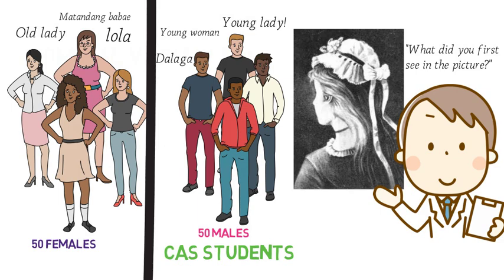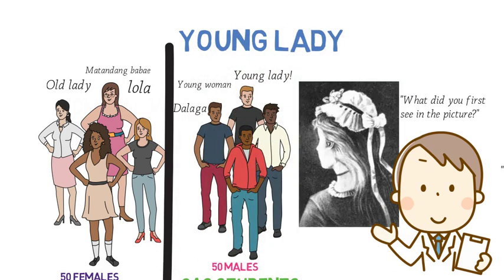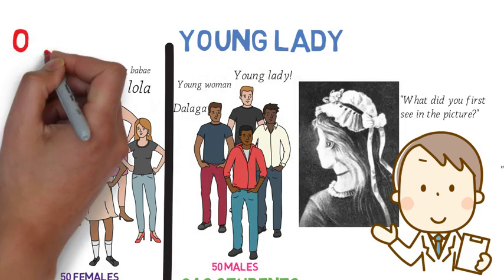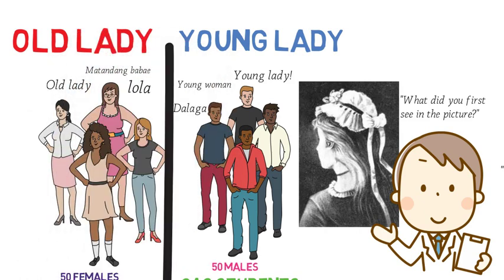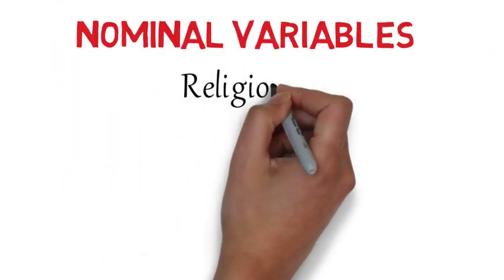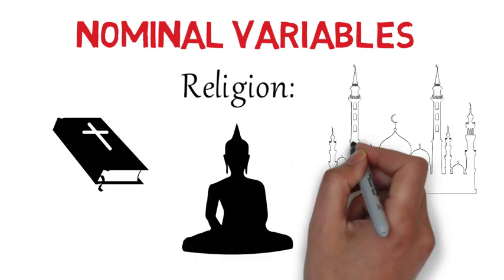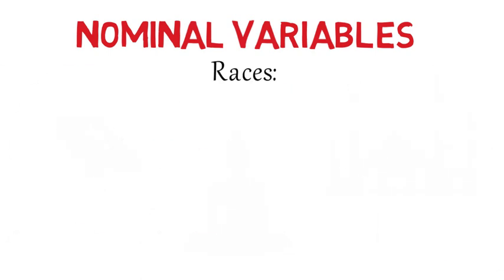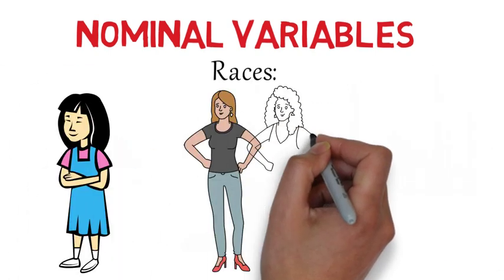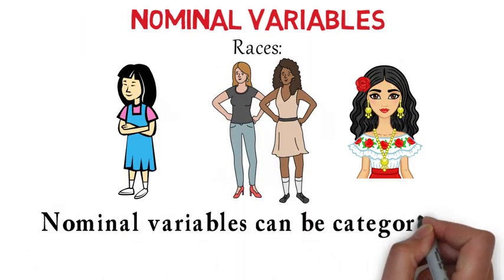Now, when I look at their answers, I found out that most males, ang response nila ay madalas nila nakikita ay isang dalagang babae, whereas most of the girls saw an old woman naman. So that is an example of a nominal variable when applied to research. Other examples of nominal variables are religion and races. Religion can be categorized with Christianity, Buddhism, Islam, and races can also be categorized with Asian, American, Hispanic, etc. Basta tandaan nyo guys na nominal scales can be categorized.